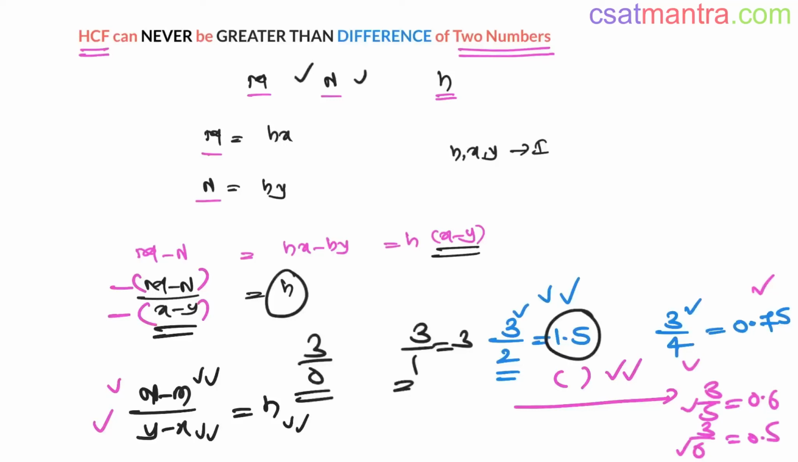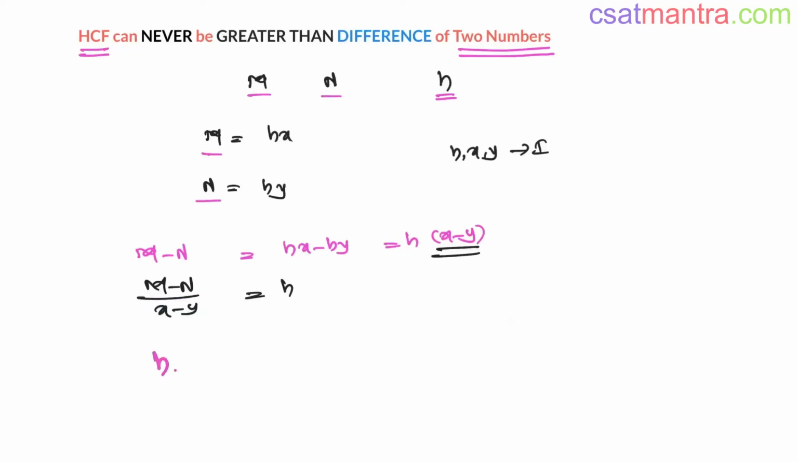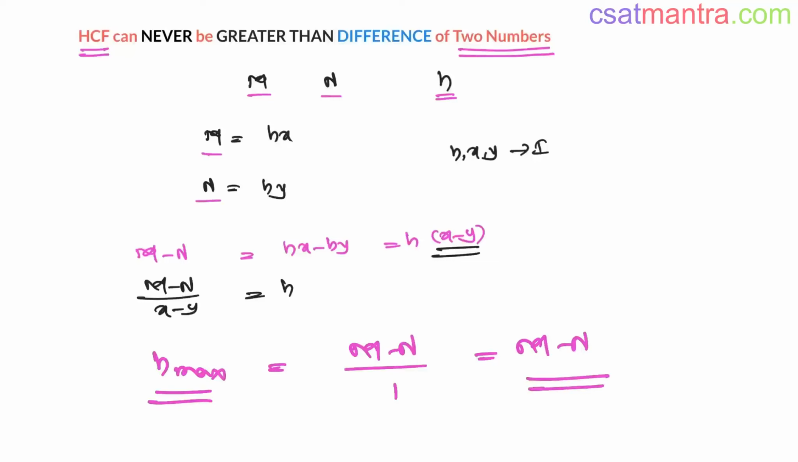So the minimum value we can have for x minus y is 1, my friends. In that case our HCF would be maximum. So the maximum value of HCF is (m minus n) by (x minus y), which is 1. That is m minus n. So the maximum value of HCF is the difference of two numbers, my friends. HCF can never be greater than the difference of two numbers. Okay, this is clear, right?